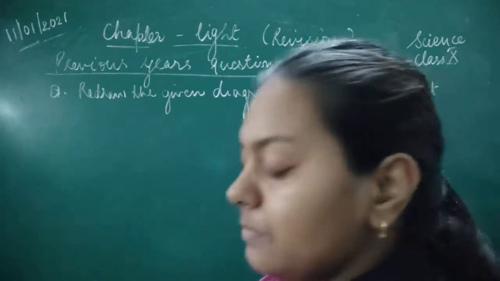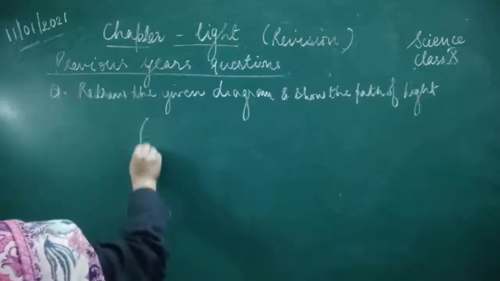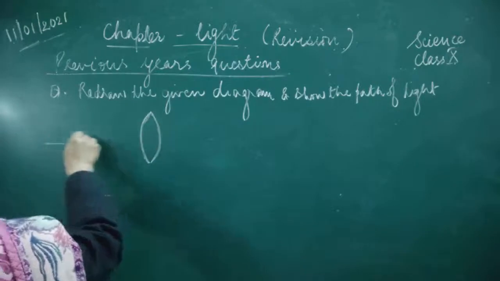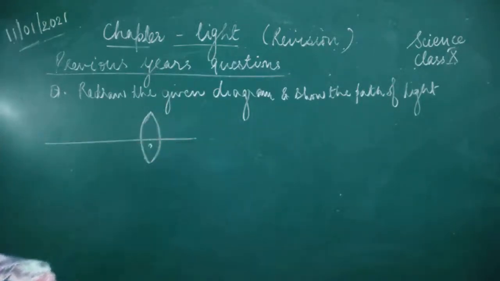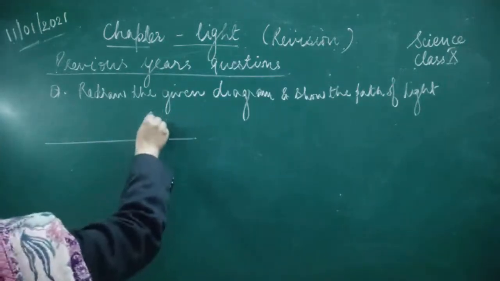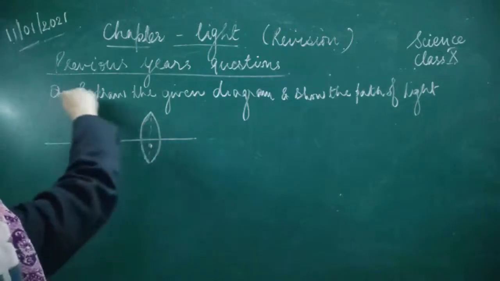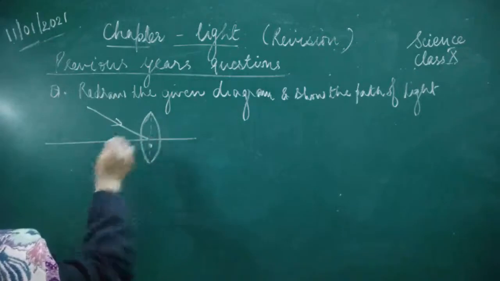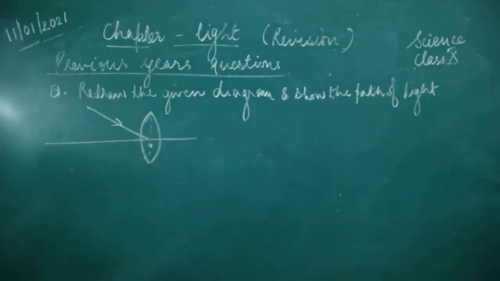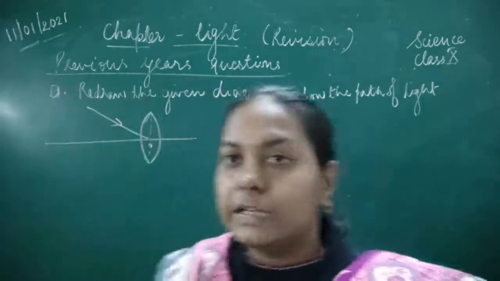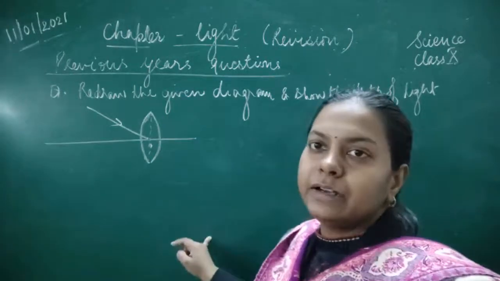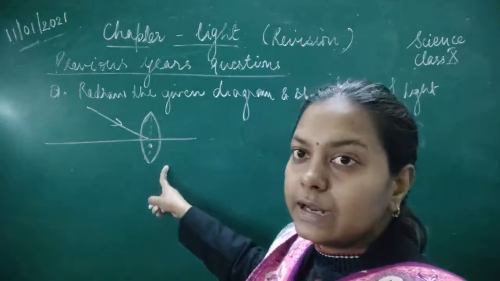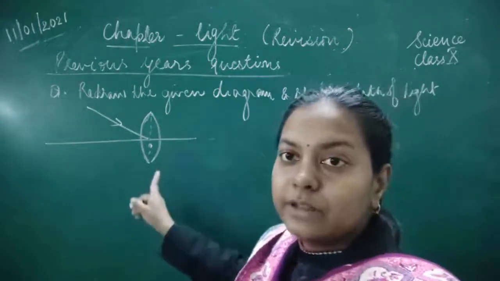So what is the diagram being given over here? One convex lens is being given, which has the optical center, and one ray of light is passing from this optical center. So this is your question figure, which is incomplete. You have to draw the refracted ray in this. So what are you going to do? You are going to redraw this diagram by drawing the refracted ray.